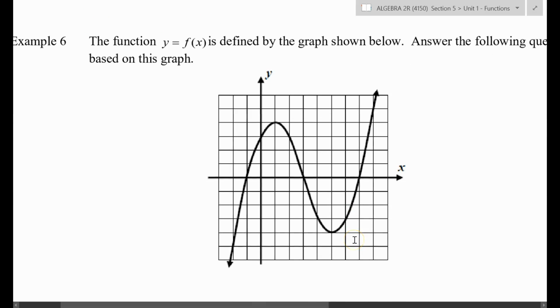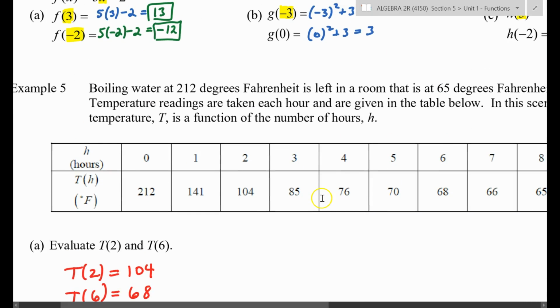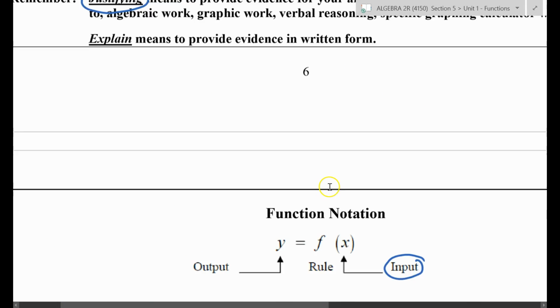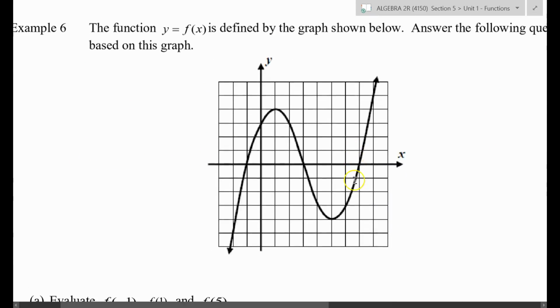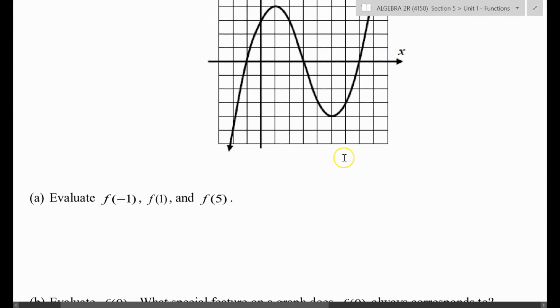What do I do here, guys? I didn't give you a chart, did I? No, did I give you a function like this? Did I give you any of these? No, what do I give you here? A graph, right? Same concepts are going to apply.